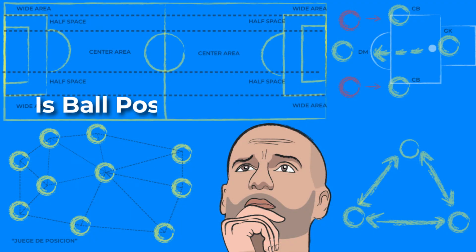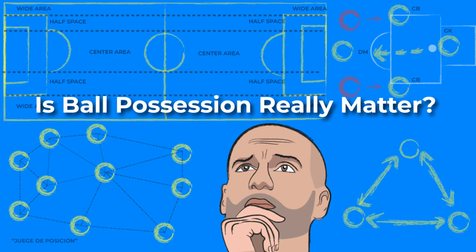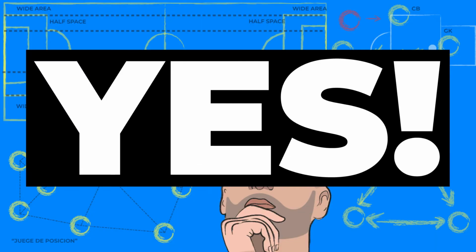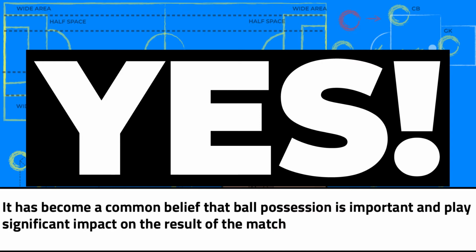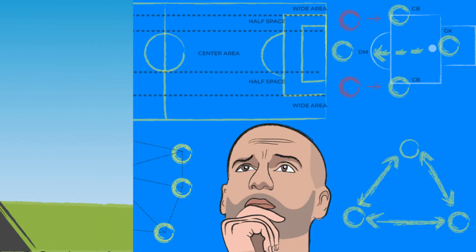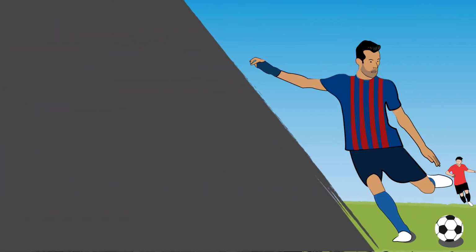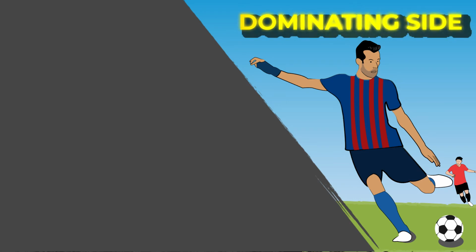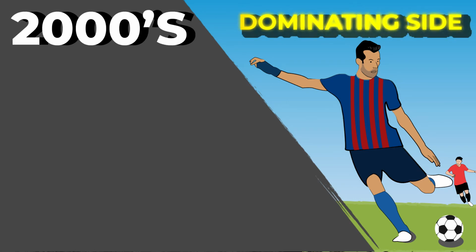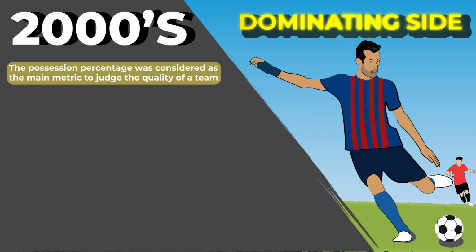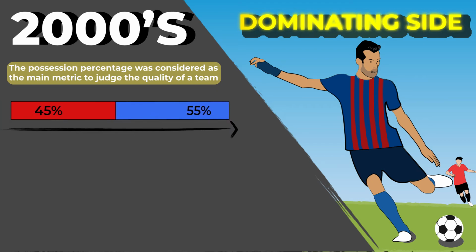But does ball possession really matter in football? The answer is yes. It has become a common belief that ball possession is important and plays a significant impact on the result of the match. When a team has the ball for most of the time, it is accepted that they are the dominating side. Even in the first decade of the 2000s, the possession percentage was considered the main metric to judge the quality of a team. The higher the ball possession percentage, the better the team.